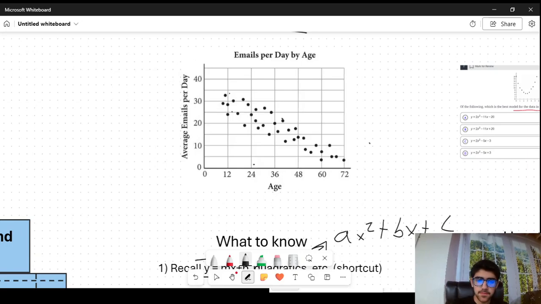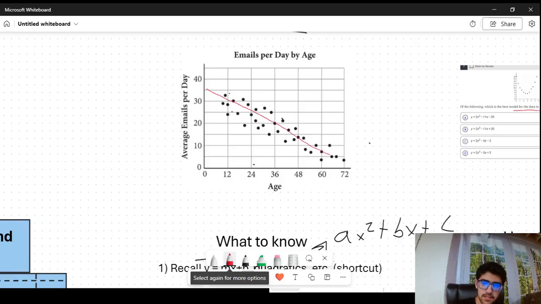And then something else that helps is a way to summarize scatter plots using a line of best fit. A line of best fit basically is a line that resembles the general trend of the scatter plot. So for this, it would look something like this.